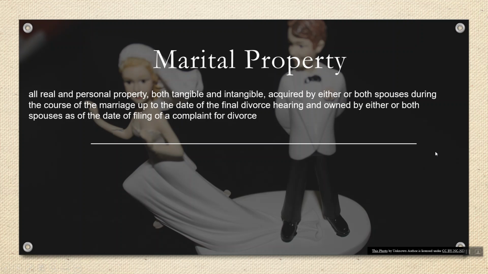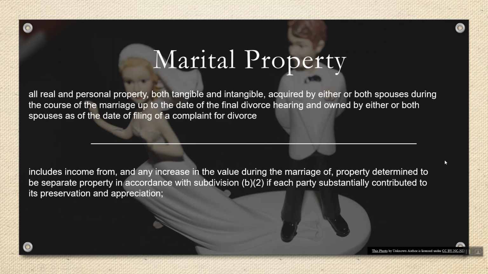Now, the definition of marital property, which is our question 2. Marital property is all property, real, personal, tangible, intangible, what you can see, what you can't, stocks, bonds, whatever it is, acquired by either of the parties during the marriage and up to the final date of the divorce. So anything they acquired during their marriage, and we're going to look at separate property in a minute.